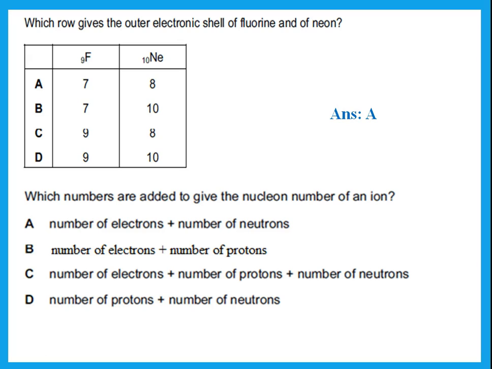Okay, which numbers are added to give the nuclear number of an ion? Now, the nuclear number of anything, whether it's an ion or an atom, is the total number of protons plus neutrons. So, number of protons plus neutrons, so my answer is D.